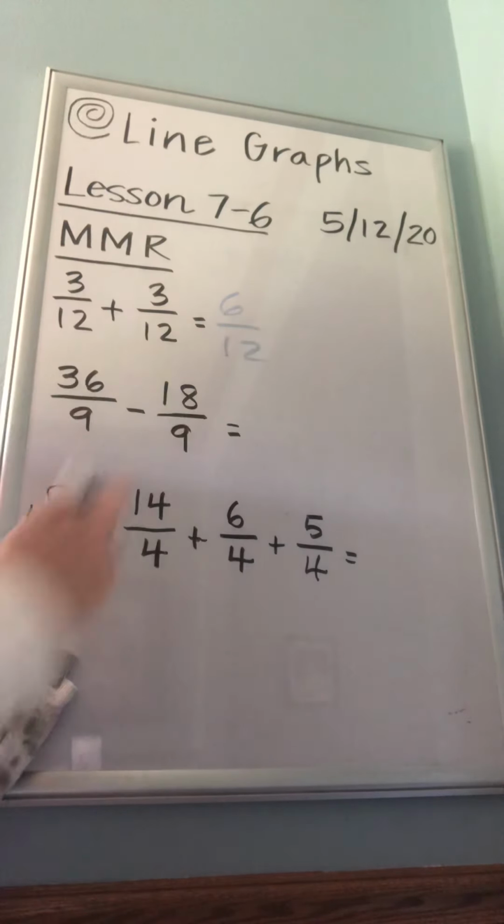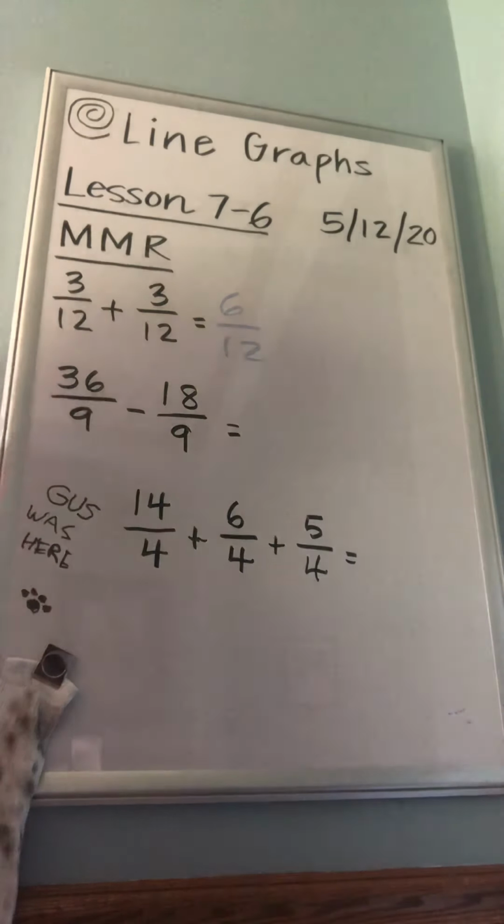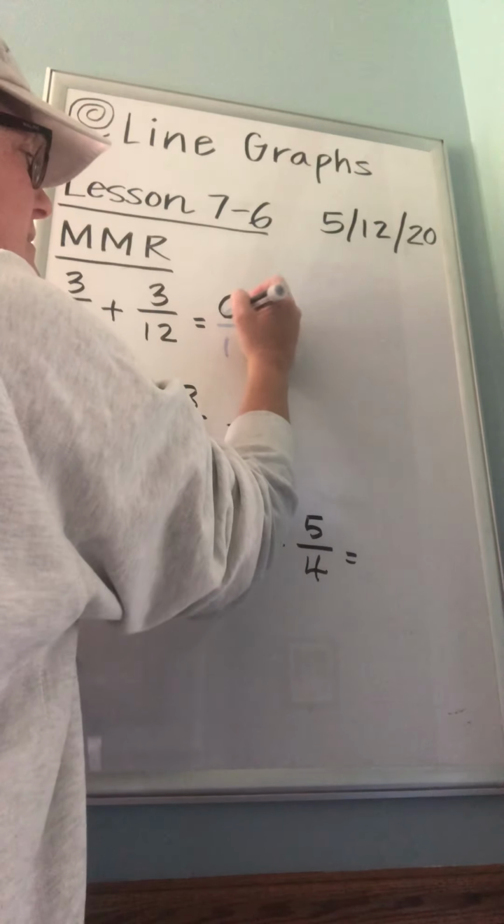Ooh, that's not very dark. I better throw that away and get something else. Sorry about that. So when you add 3/12 plus 3/12, you get 6/12.